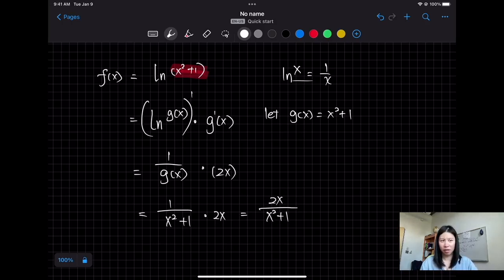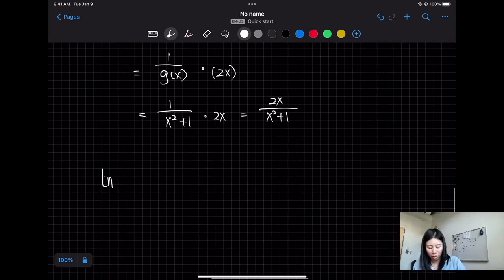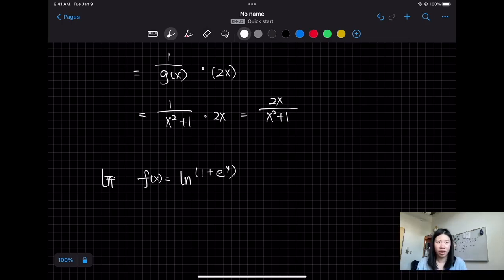Okay, now let's get another example. What about this one? f(y) equals ln of 1 plus e to the y. And this is y, we don't necessarily always use x. They want you to find the derivative of this function f of y with respect to y. So that means you want to differentiate at y. Again, you can consider this part as a function g of y.